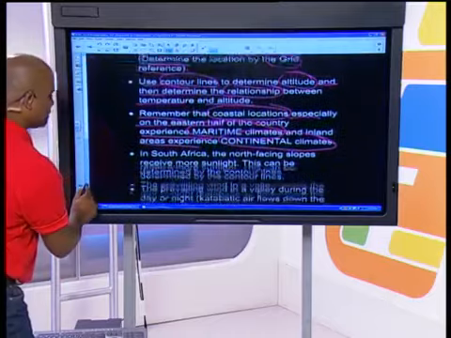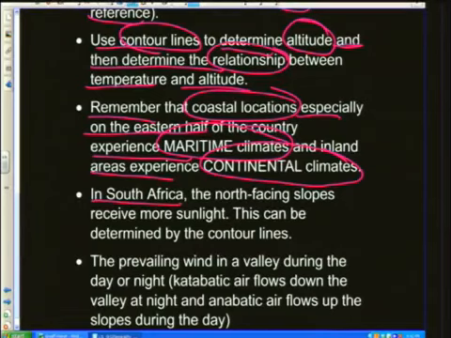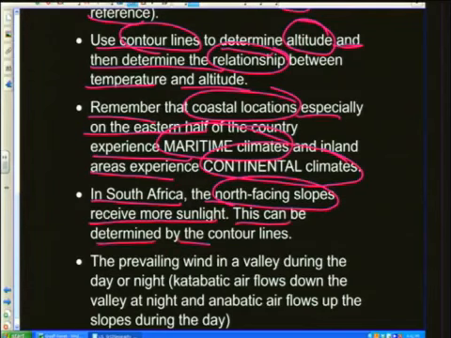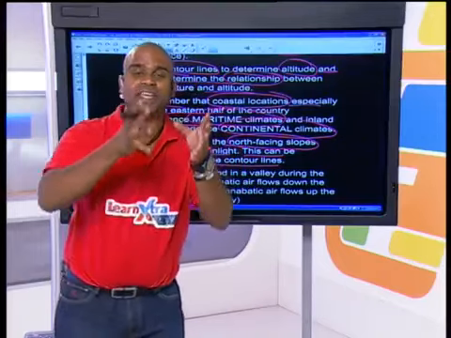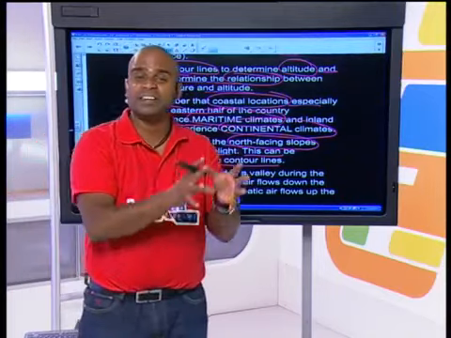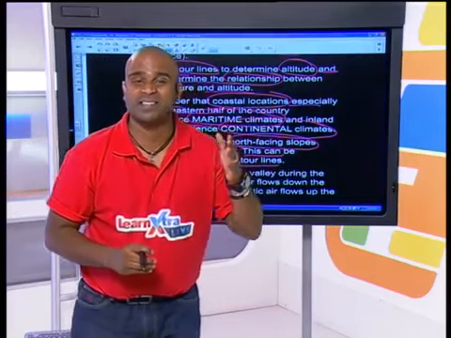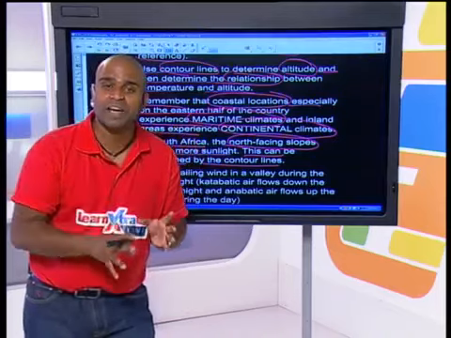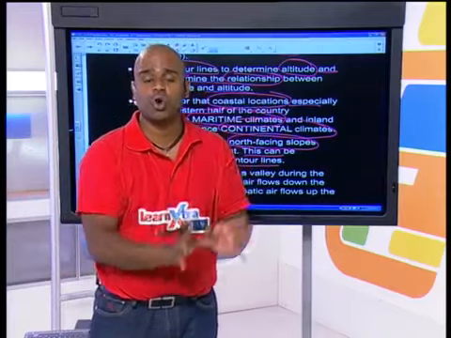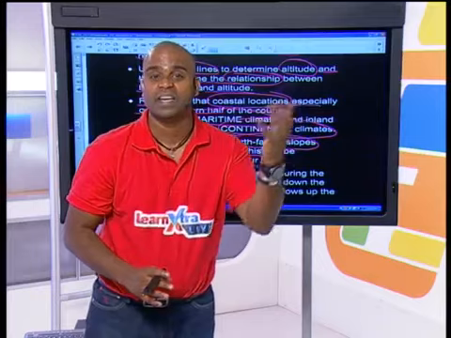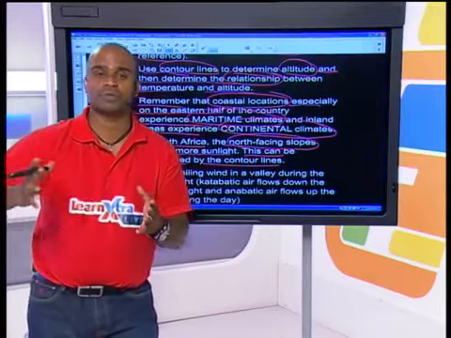Let's look at the next point. In South Africa, the north-facing slopes receive more sunlight. This can be determined by the contour lines. Again, I want you to note that we can also test what you've done in grade 10: slope aspect, our position in relation to the equator as well as the sun. So in South Africa, all those slopes that face north, or face the northern hemisphere, receive more sunlight than all the slopes that face south.